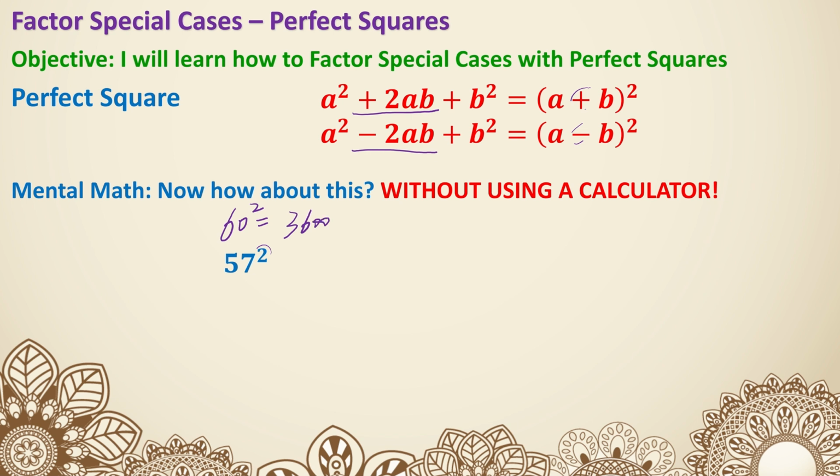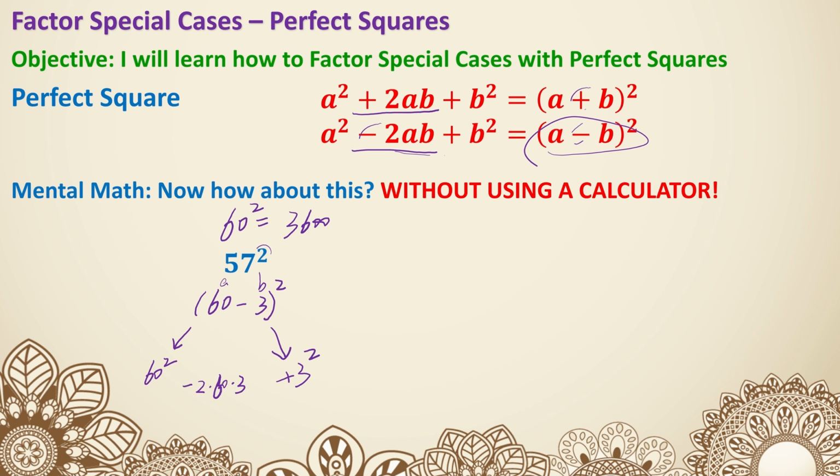Let's see how they're actually related. 57 is 60 minus 3. So by the rule, if we want to do 60 minus 3 squared, we would get a 60 squared. We would also get a 3 squared, and they're being added. Then in the middle, well, this basically means our a is 60 and b is 3. So in the middle is going to be a negative 2ab. So we're just doing 2 times 60 times 3, and that's being subtracted.